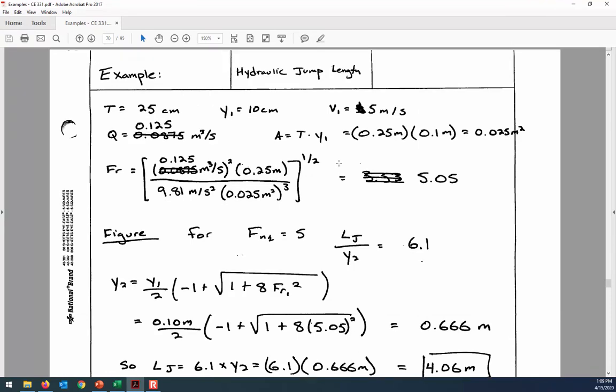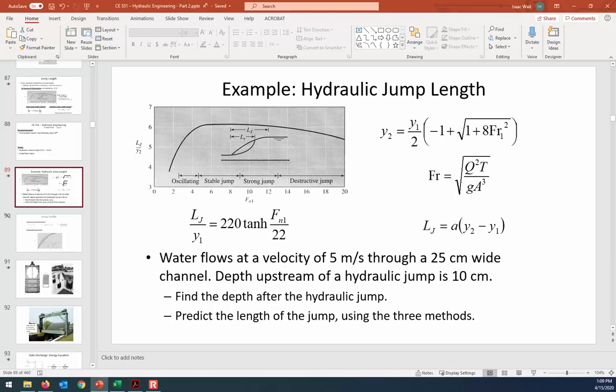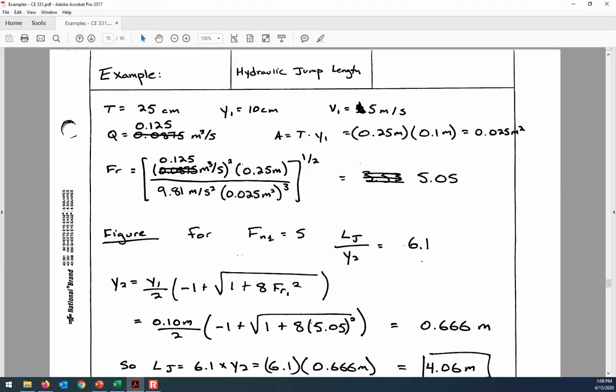Okay, so the problem statement told us that the channel's 25 centimeters wide, y1 is 10 centimeters, and the velocity is 5 meters per second. So the area is the width of the channel multiplied by the depth, and then once we have the area of the channel, we can multiply that by the velocity, and that's where the flow rate comes from. And so we're getting this Q by V1 times A1.